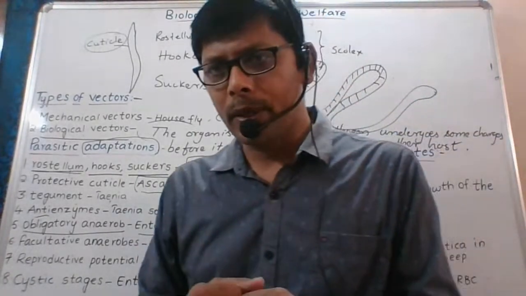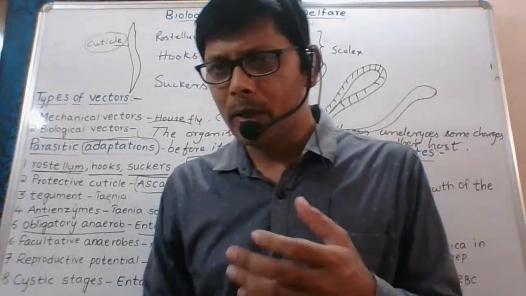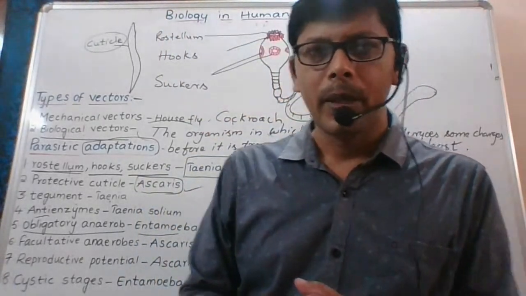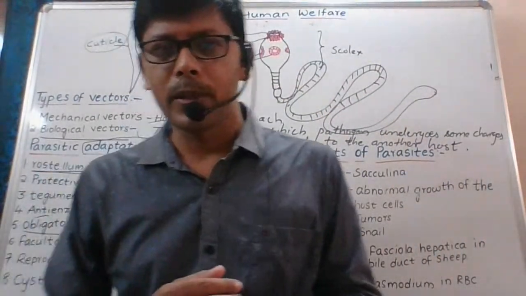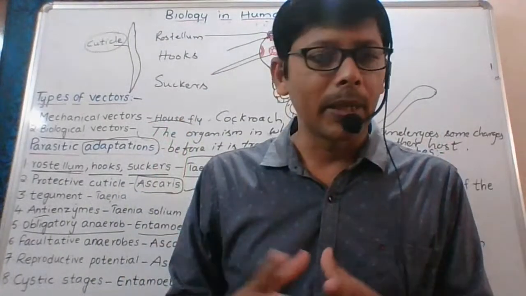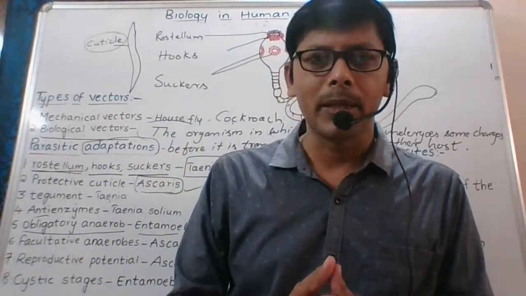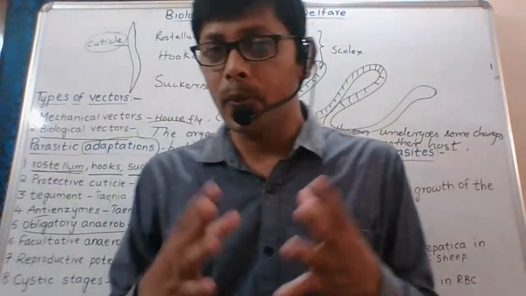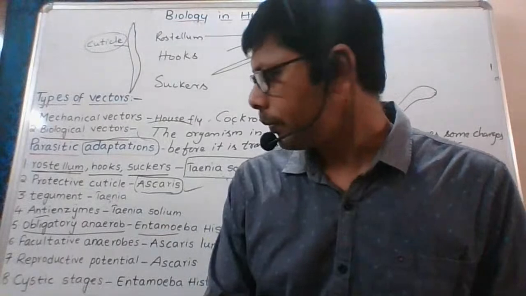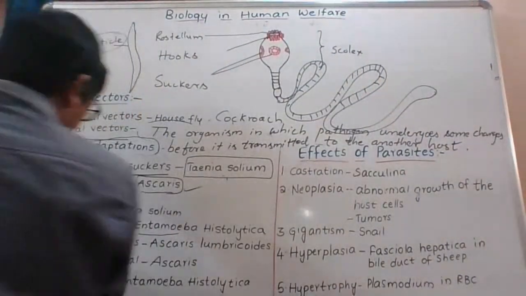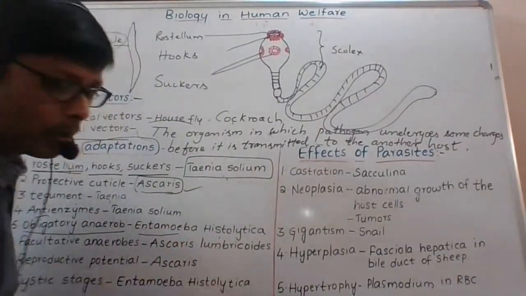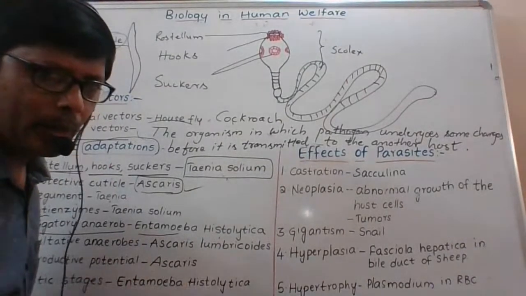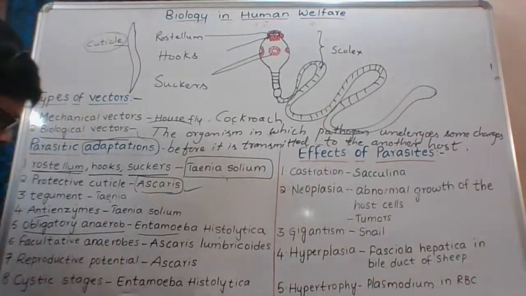Glycolysis takes place in the cytoplasm. Next, the Krebs cycle takes place in the mitochondrial matrix, and the electron transport chain takes place in the elementary particles or F0, F1 particles. Entamoeba histolytica is an obligatory parasite and an obligatory anaerobe.